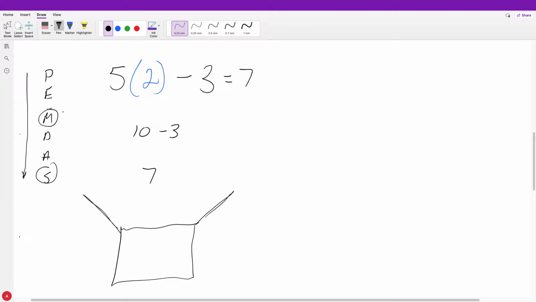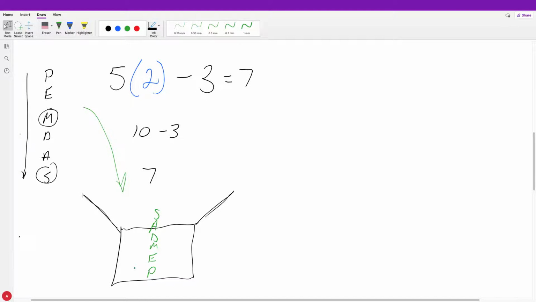As we're using our PEMDAS, we're putting it inside of our box. So first thing we do is we use our parentheses. That means our parentheses is going to go all the way at the bottom of the box because we used it first. Then we would do our exponents, then our multiplication or division left to right, so it doesn't necessarily need to be in that order. Then our addition and subtraction. So when we put them inside of our box as we're using it, they're going to go nice and neat. But if you notice, what we use first is at the bottom of the box.